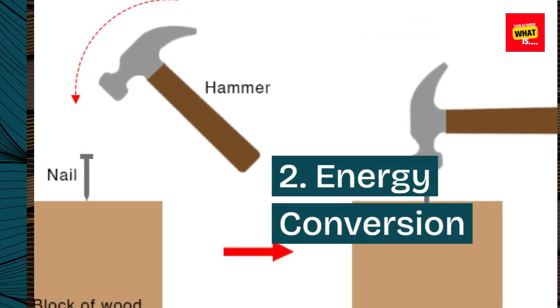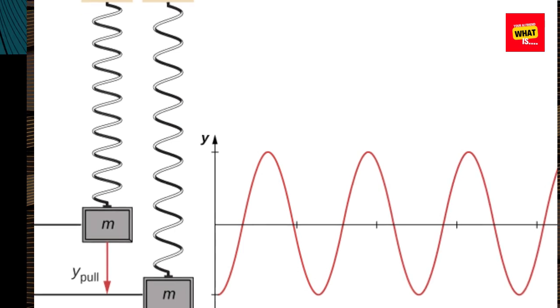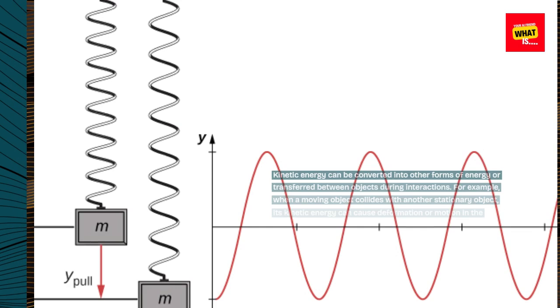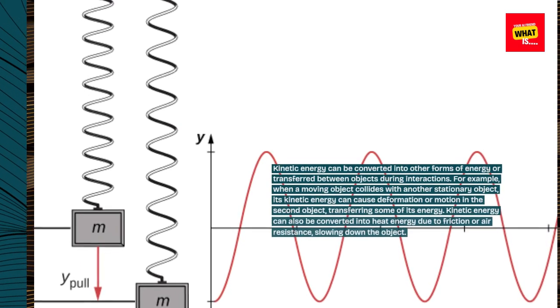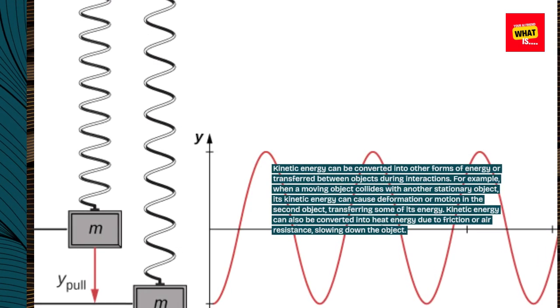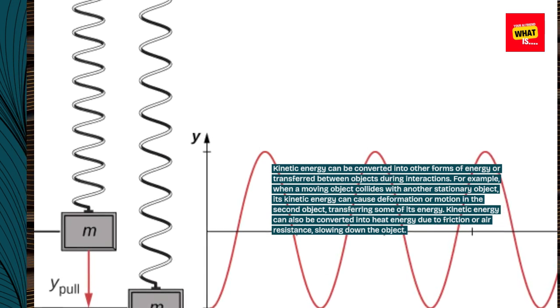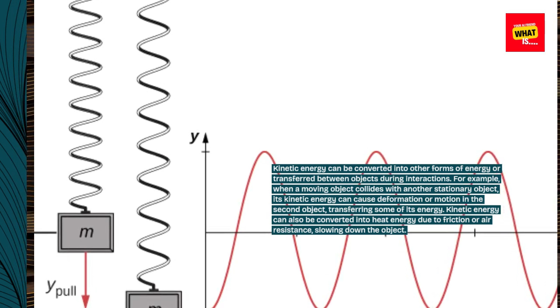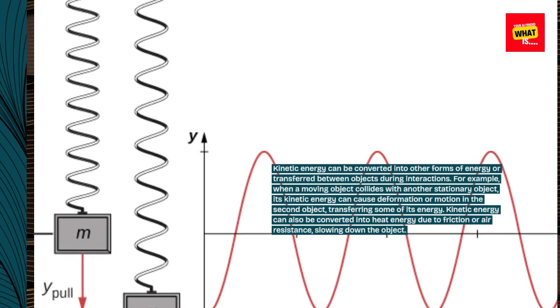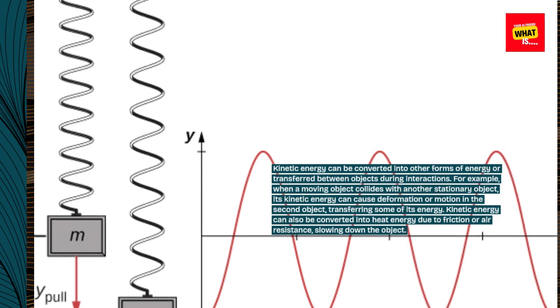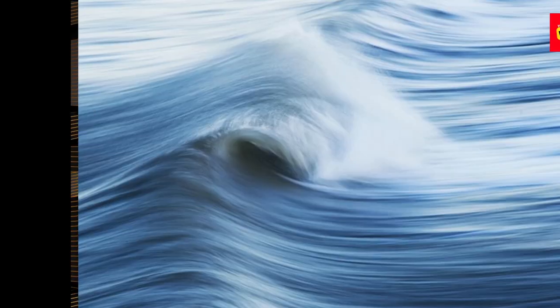2. Energy conversion. Kinetic energy can be converted into other forms of energy or transferred between objects during interactions. For example, when a moving object collides with another stationary object, its kinetic energy can cause deformation or motion in the second object, transferring some of its energy. Kinetic energy can also be converted into heat energy due to friction or air resistance, slowing down the object.